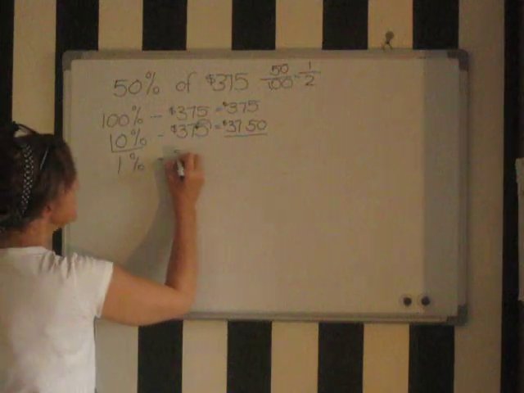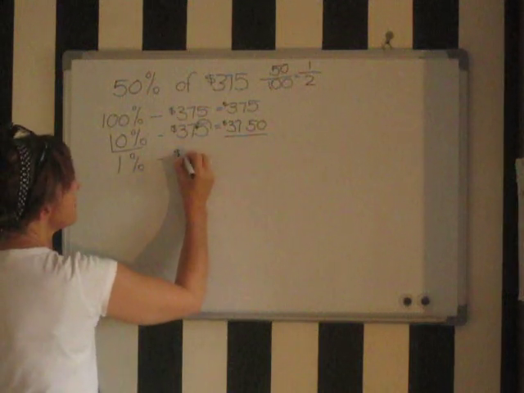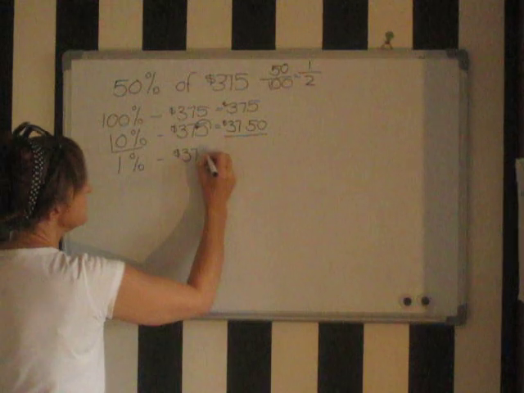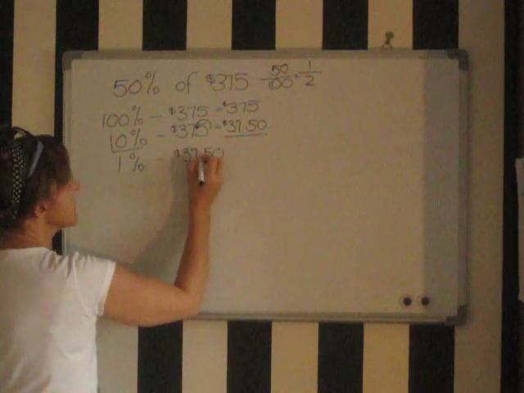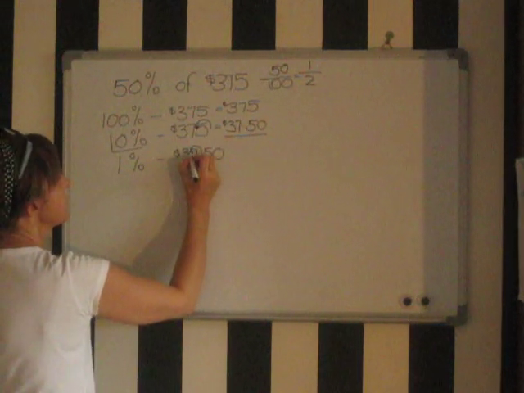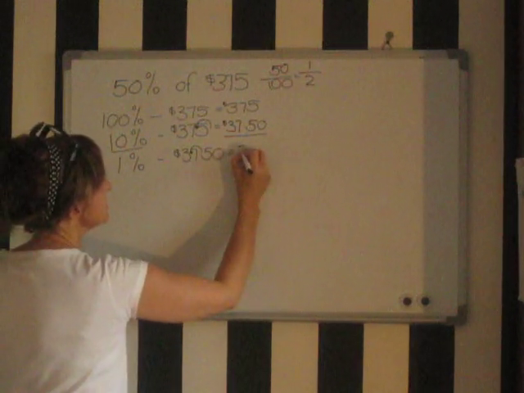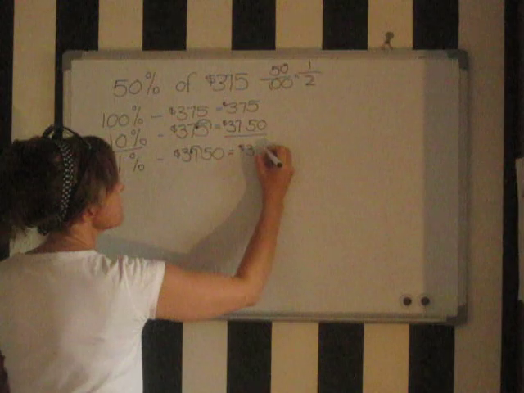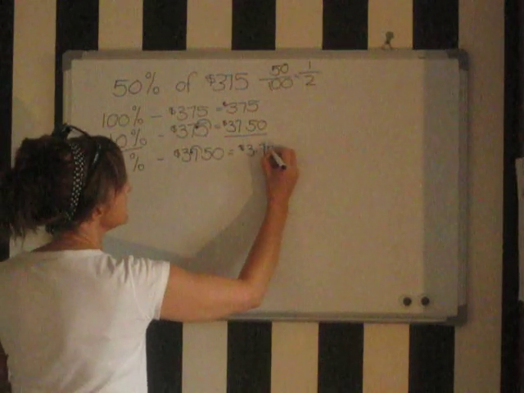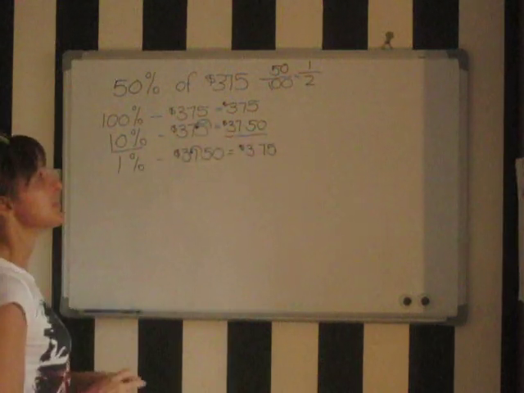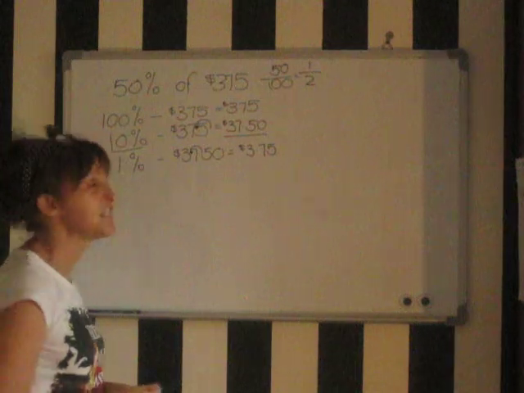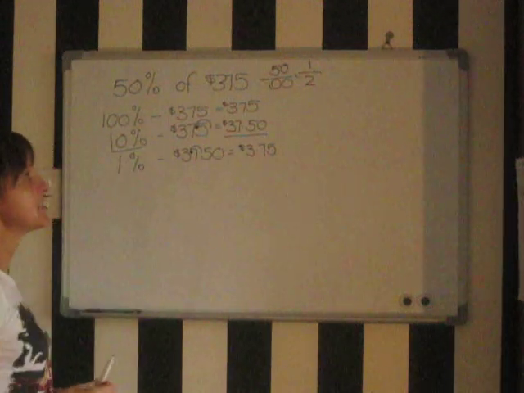Now, I also want you to find out 1% of $37.50. Again, we're just moving one decimal place to the left. So it's going to be $3.75. So 100% is $375, 10% is $37.50, and 1% is $3.75.